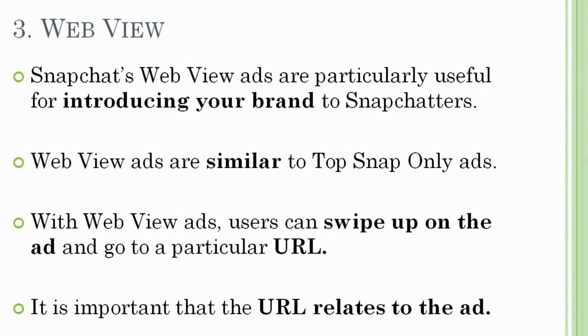Within a brand, you can swipe up or down to go to a particular URL. The difference is the image itself can do things. It has an action assigned to it. That's the difference. It's important that once they swipe up or down, the URL relates to the ad. It has to be connected in some way.